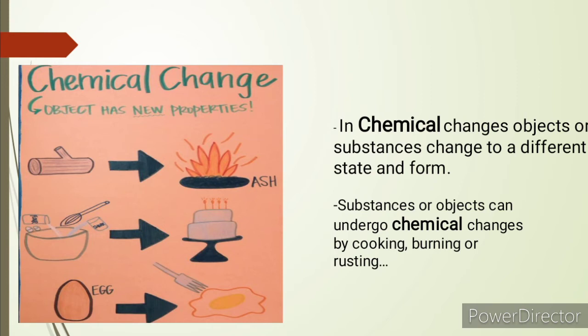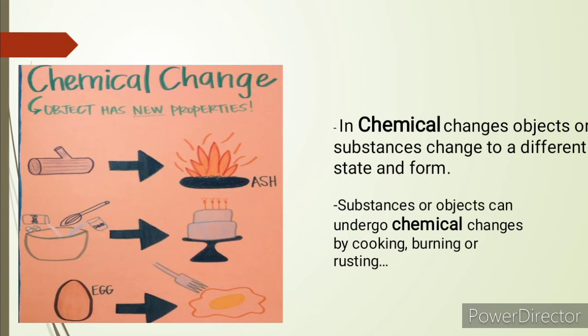Then the other one is what? A cake. When you mix your flour, your butter, and your egg in a bowl, and it is baked, it changes into what? A cake. Can you change this cake back to the flour or butter or egg? No! You see, in chemical changes, it changes into a different state or form.